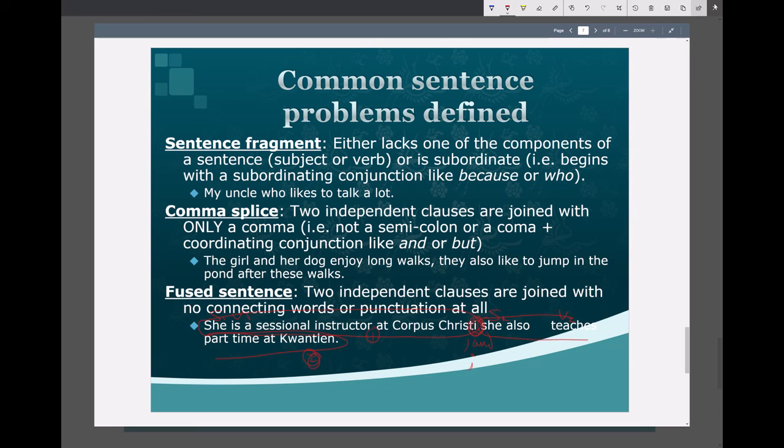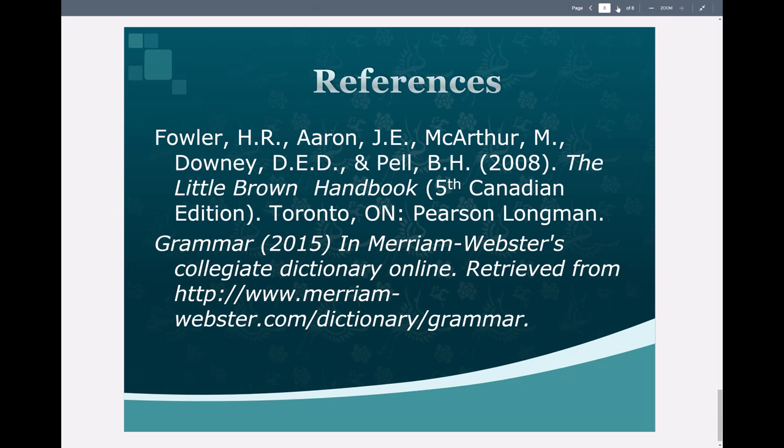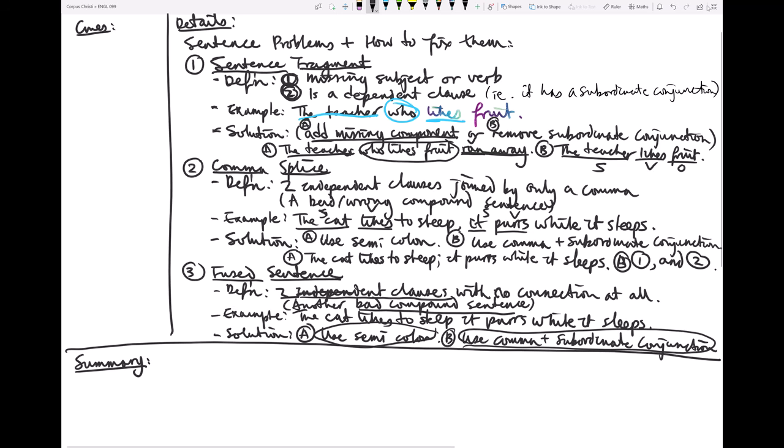Alright, so those are the 3 problems: sentence fragment, comma splice, and fused sentence. And that's it. So we have 3 sentence problems based on the 6 types of sentences and how to fix them. So let's finish our notes off, and write down the cues in the summary. So, sentence problems and how to fix them.